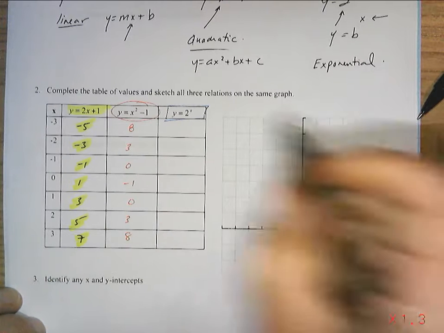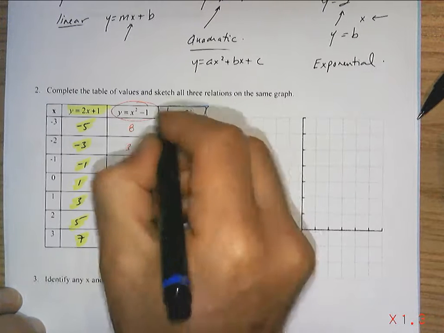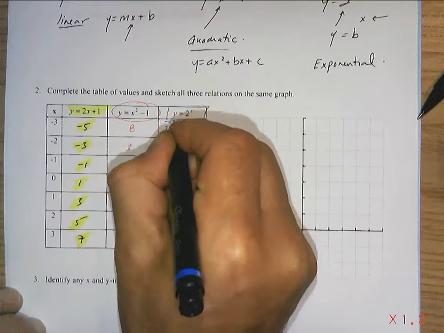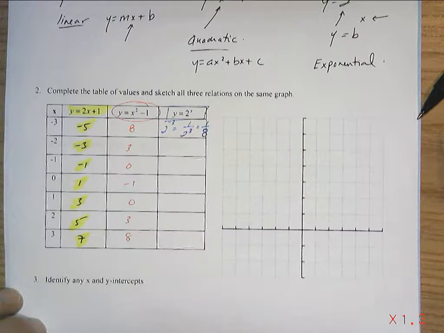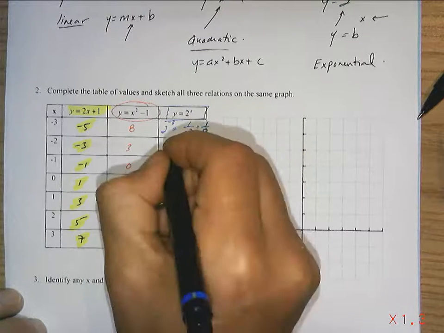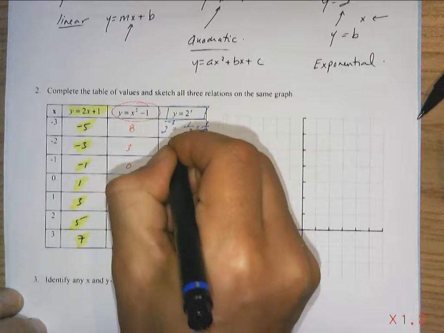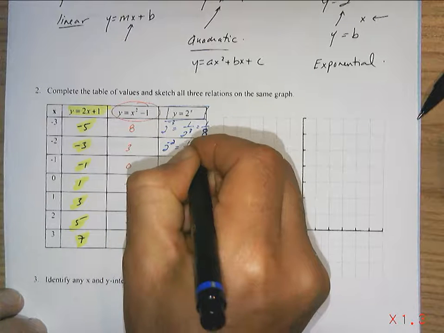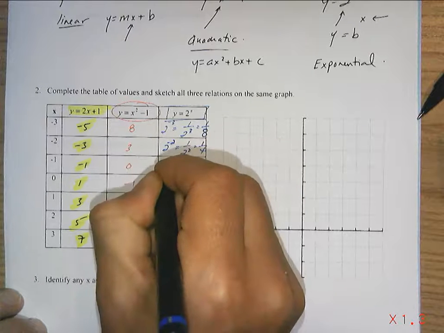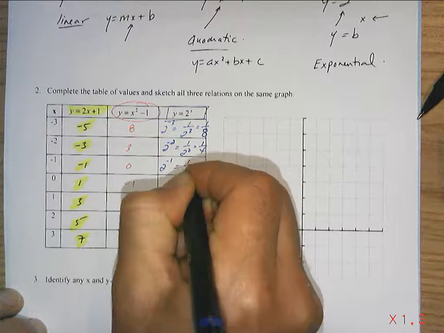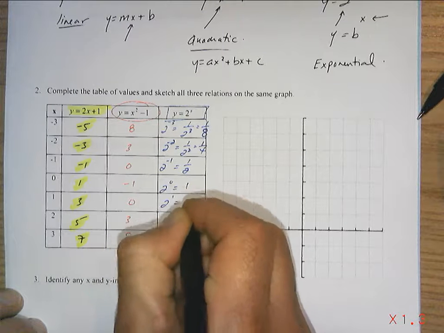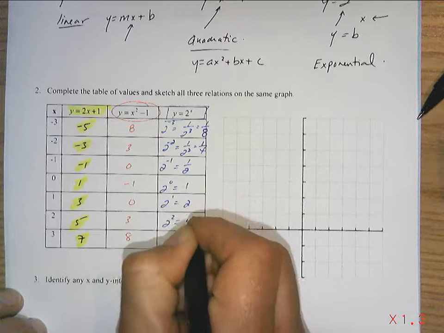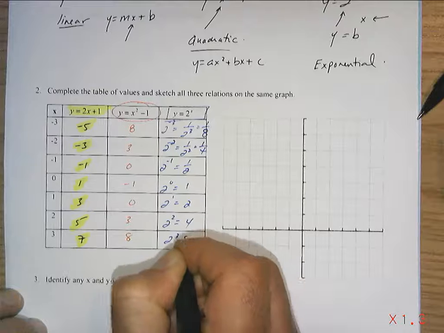And finally, over here, negative 3 up here, well, that's 2 to the negative 3, right? So that's 1 over 2 to the 3, which is 1 over 8, which is a decimal that I can figure out later if I need to. This will be 2 to the negative 2. That'll be 1 over 2 squared. That'll be 1 over 4. 2 to the negative 1 is 1 over 2. 2 to the 0 is 1. 2 to the 1 is 2. 2 to the 2 is 4. 2 to the 3 is 8.